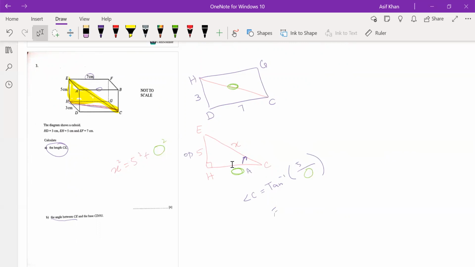Yes, sir. I'm not taking much more time because today I took a long class to explain this 3D shape. Yes, please ask.